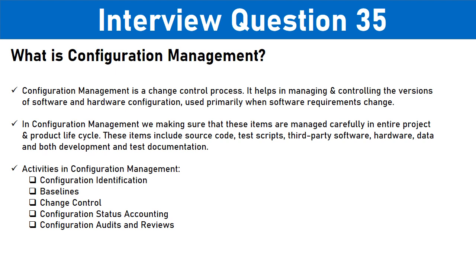Configuration status accounting tracks each release during the configuration management process. This stage involves tracking what each version has and the changes that lead to this version. Then lastly, software configuration audits verify that the software product satisfies the baseline needs. It ensures that what is built is what is delivered.